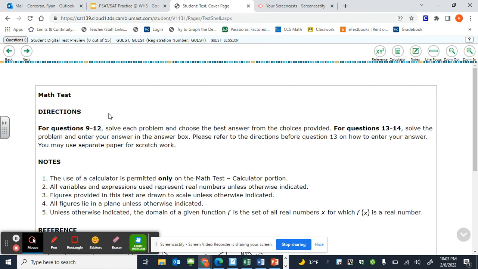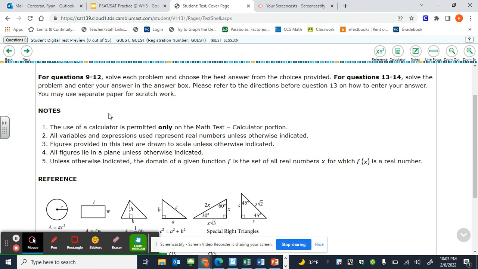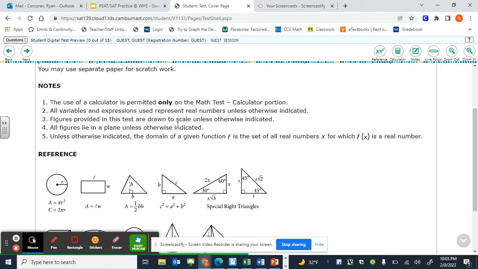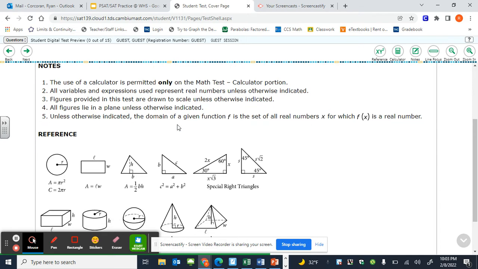So here's the math test. I'll read the directions about solving each problem. Use of the calculator is only permitted on the math test calculator portion. I'm assuming they won't be able to use it for the actual test. I don't know if someone's checking it, but if I made this, I would make it not able to be used during the non-calculator portion.